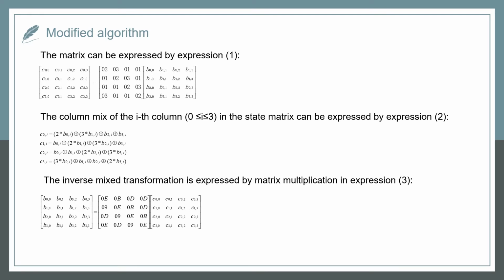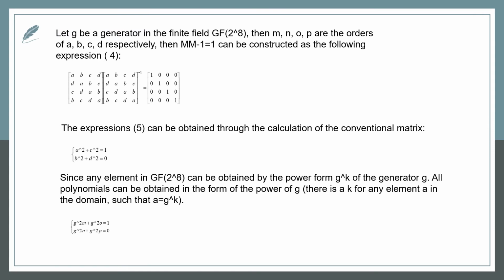The matrix can be expressed by expression 1. And the column mix of the ith column in the state matrix can be expressed by expression 2. The inverse mix column transformation is expressed by matrix multiplication in expression 3. And in this paper, in order to increase the speed of message encryption and reduce the number of multiplications, the above-mentioned matrix is replaced with an optimized matrix multiplication.